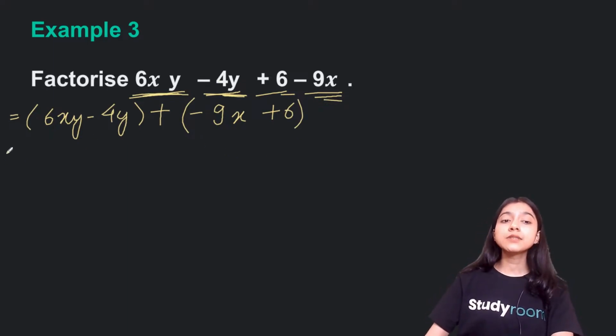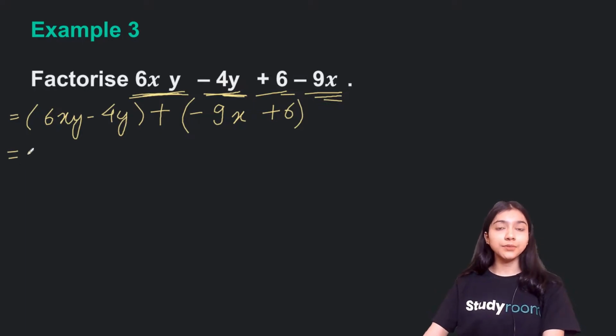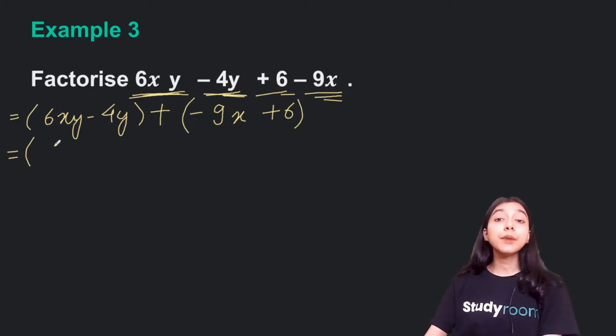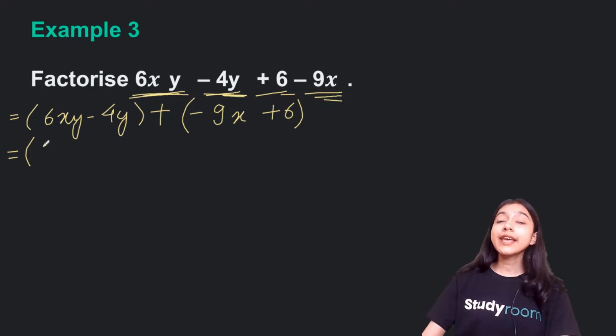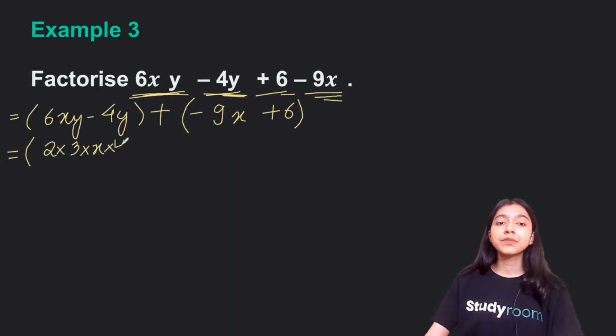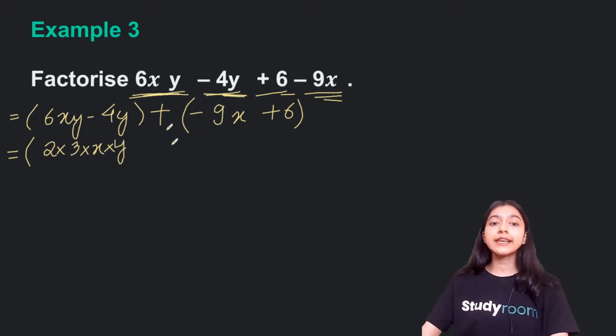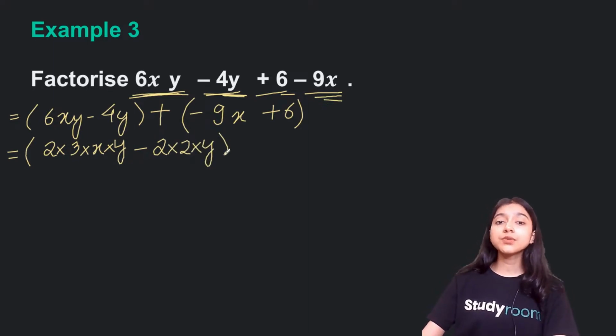Now from the first part, what can be taken out as common? First of all, let me write it in a much simpler way. So 3xy can be written as 3 multiplied with x multiplied with y. And minus of 4y can be written as minus of 2 multiplied with 2 multiplied with y. This is the way in which we can write this.